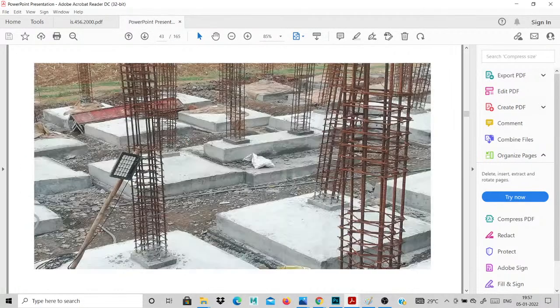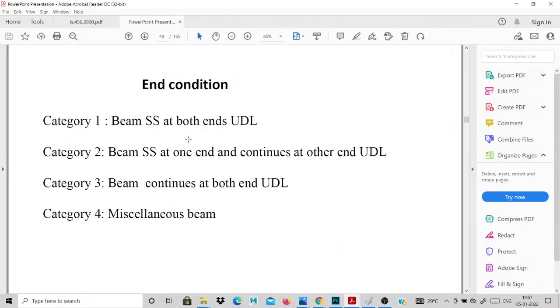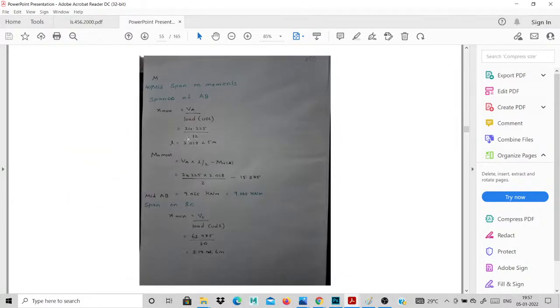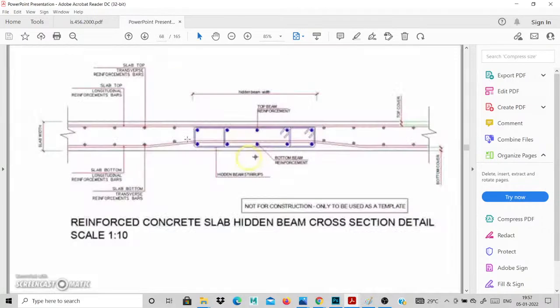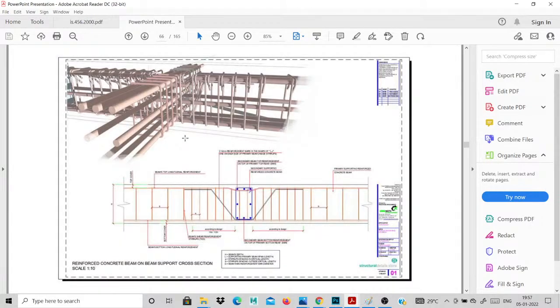These are other columns for your buildings. Yesterday we discussed the beams and other activities also. These are some beam images. This is a secondary beam. The secondary beam acts as a point load on the main beams.